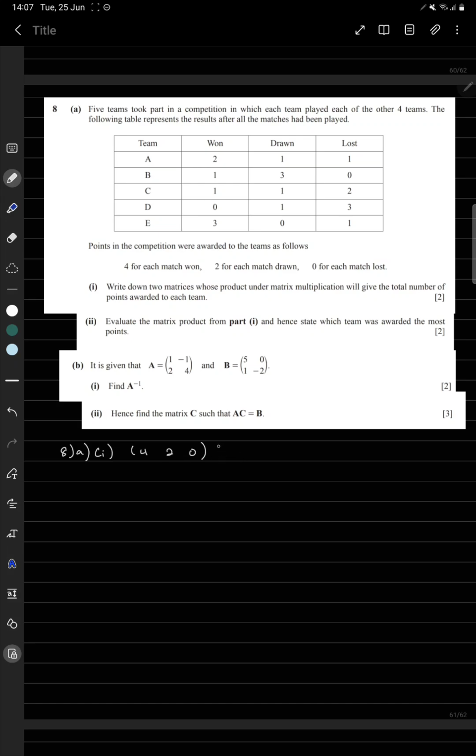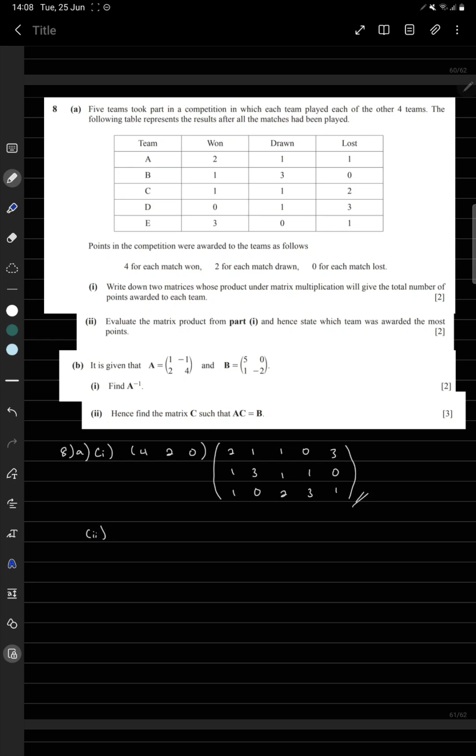Then for each team, for example, team A is going to have 2 wins, 1 draw, and 1 loss. So if you want to find the total points that each team has, so 4 times 2 plus 2 times 1 plus 0 times 1, okay, then you copy the rest. So 1 3 0, 1 1 2, 0 1 3, and then 3 0 1. Okay, so this is your final answer.